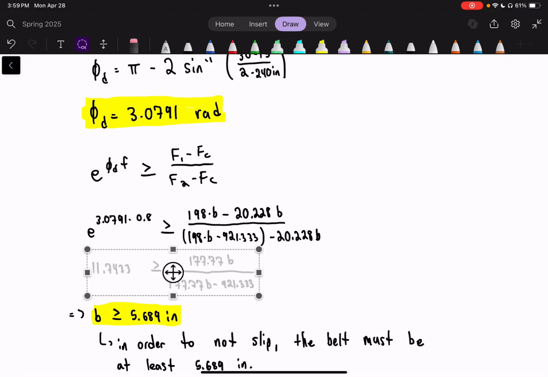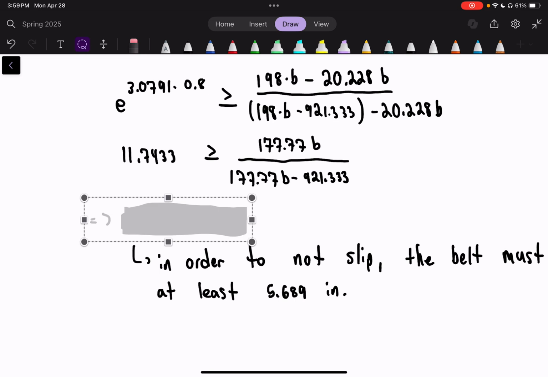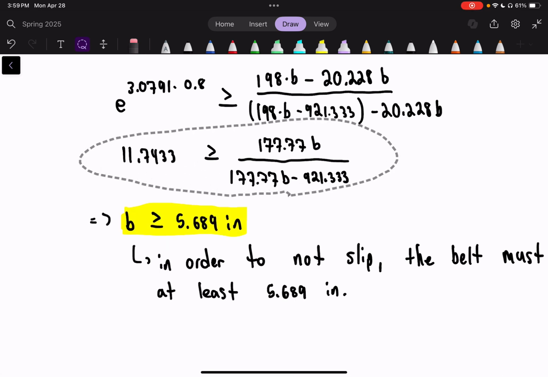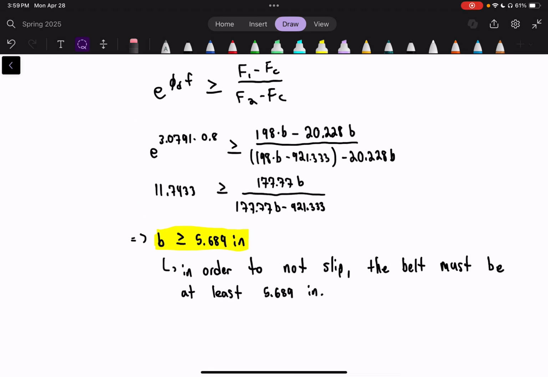So solving for that width, we can just find that it's going to be 5.689 inches from reducing all of this. So this is saying that in order not to slip, this belt must be at least 5.689 inches. So that means that the force will not exceed the maximal frictional force as long as the width of the belt is given that.